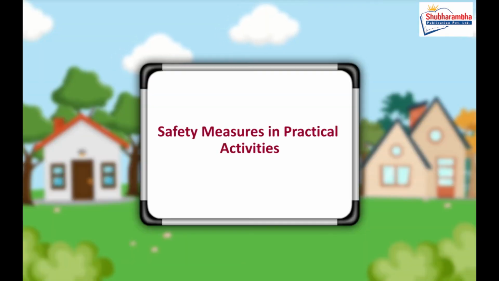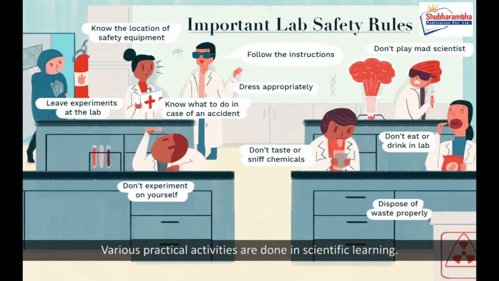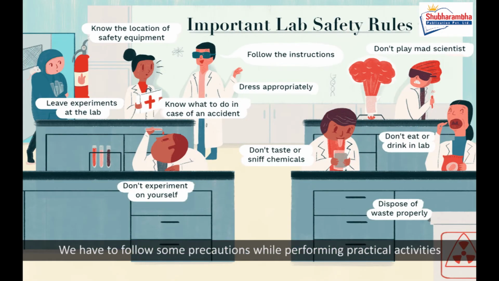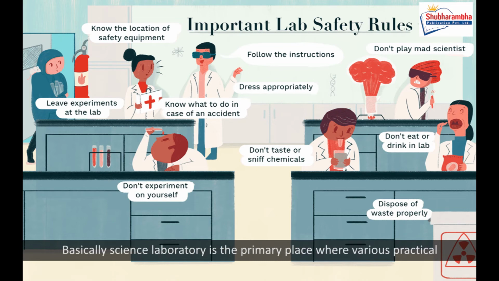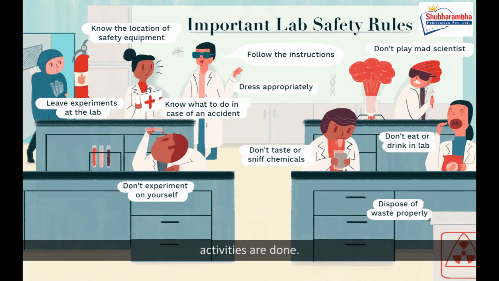Safety measures in practical activities. Various practical activities are done in scientific learning. We have to follow some precautions while performing practical activities in the laboratory or outside. Basically, the science laboratory is the primary place where various practical activities are done.